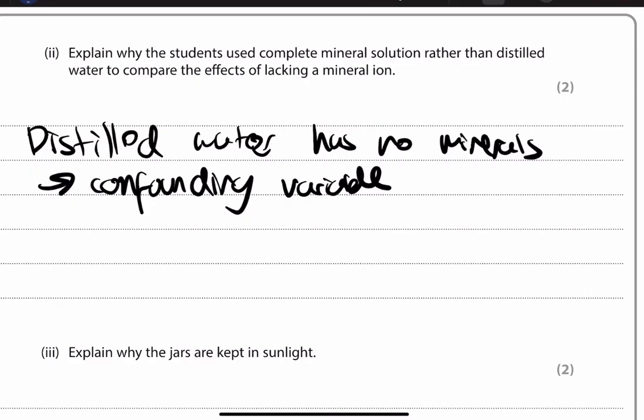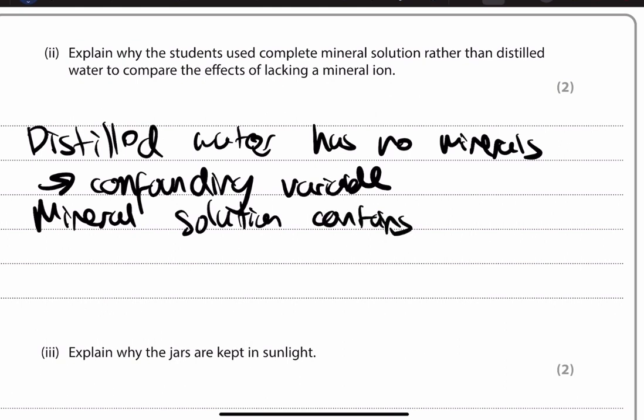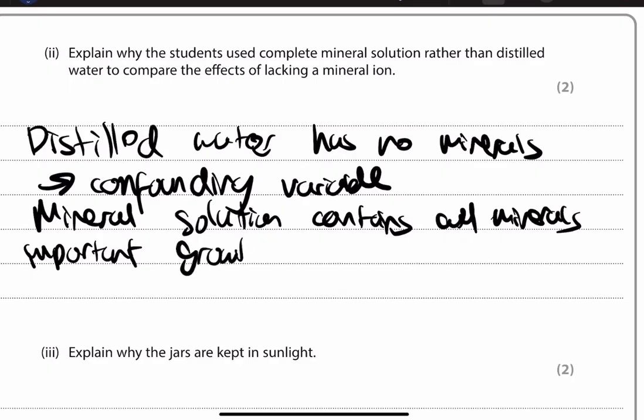Yeah, and then we can say that the mineral solution contains all minerals important to growth. Right, so all the important minerals to plant growth it contains. So it should grow normally, right? And then the idea is if you have this normal control that has all the minerals, and then you have another control that has all the minerals except one, and then that plant doesn't grow anymore, you're sure that that plant isn't growing because you're missing that one mineral. Otherwise, you don't know which mineral you're missing and why the plant's not growing if you just use distilled water.